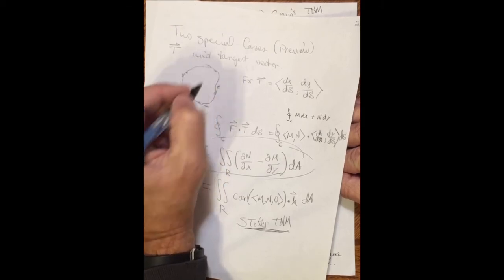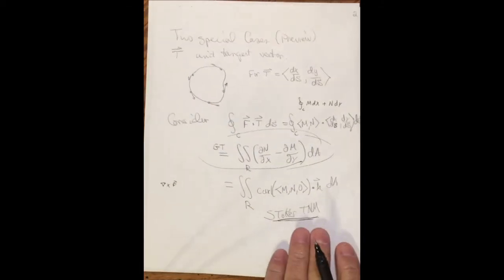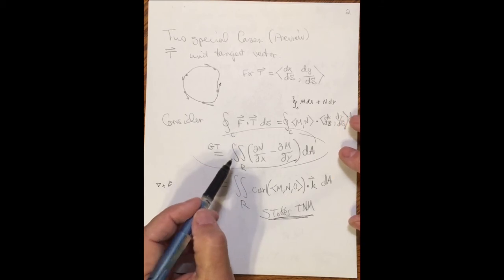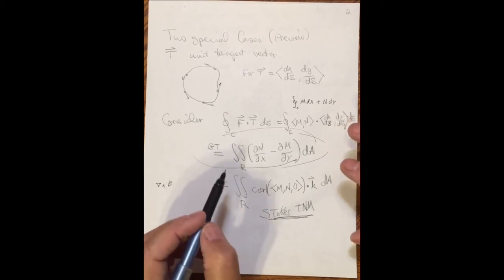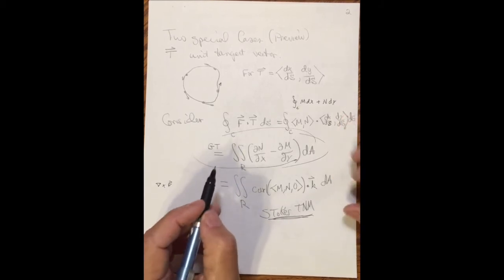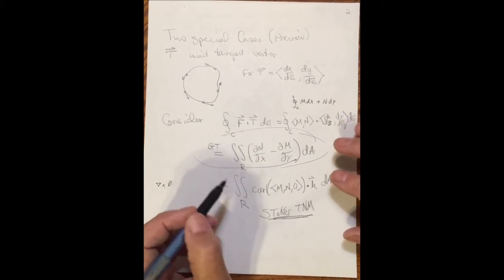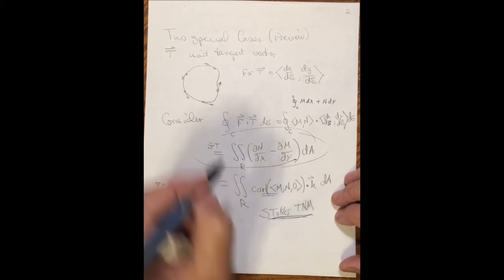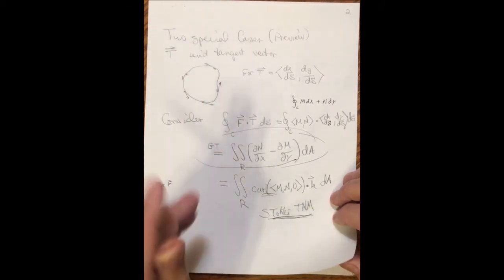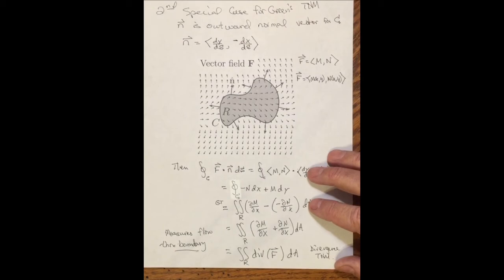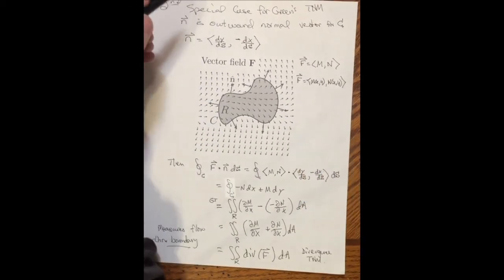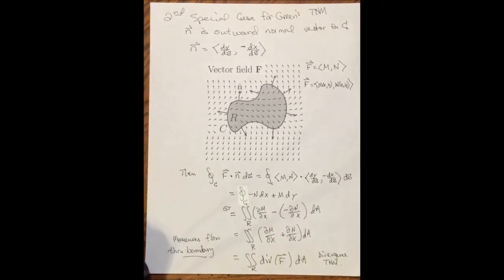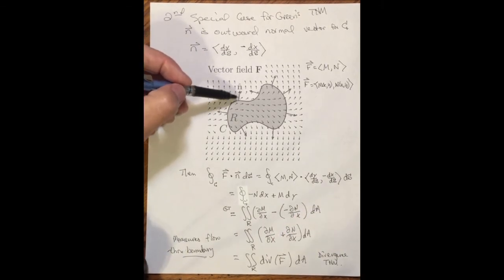an idea of circulation. Now, some books, some authors call this the circulation form of Green's theorem. And that's going to involve the curl, because curl tends to describe a rotation. Now, we want to look at Green's theorem in terms of a normal vector to the region or to the boundary.